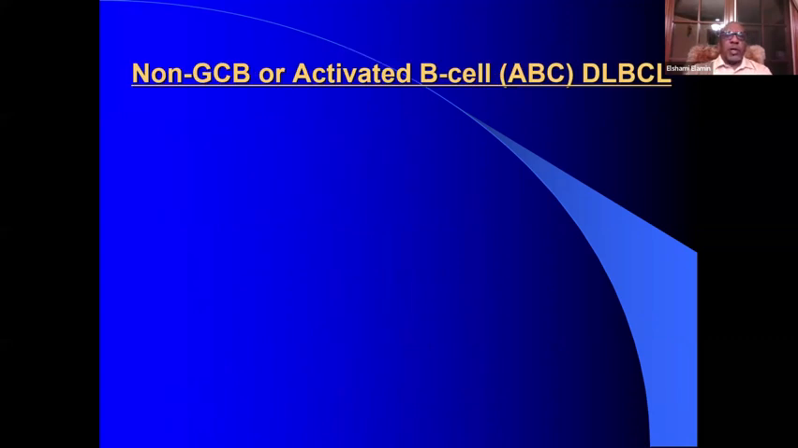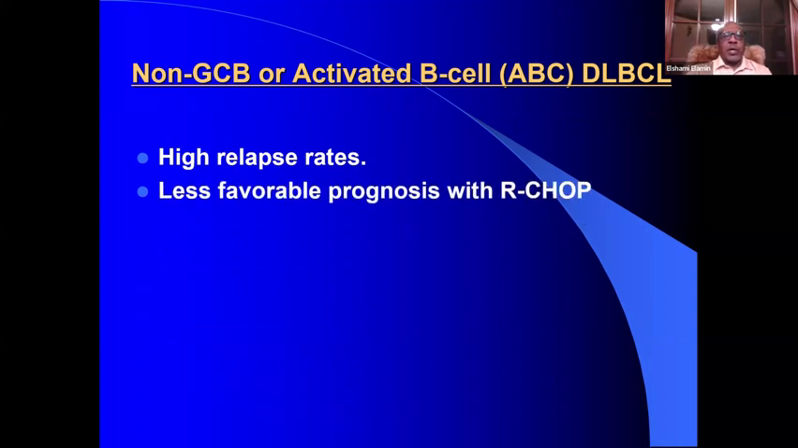What about the non-germinal center B cell or the ABC activated B cell diffuse large B cell lymphoma? So remember we said there is no standard of care yet. There is treatment, but there is no consensus what is the best. So we still will try to look for what is the best. Remember this type of diffuse large B cell lymphoma has high relapse rates and a less favorable prognosis with R-CHOP.